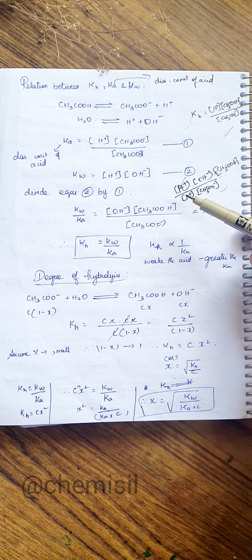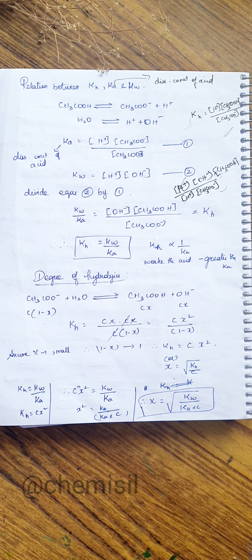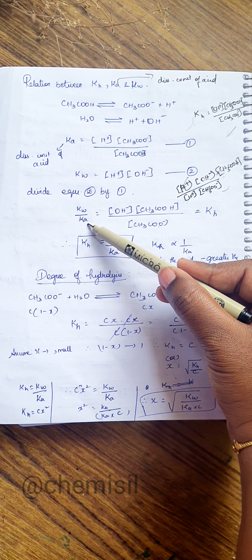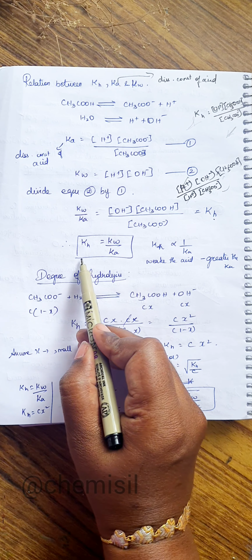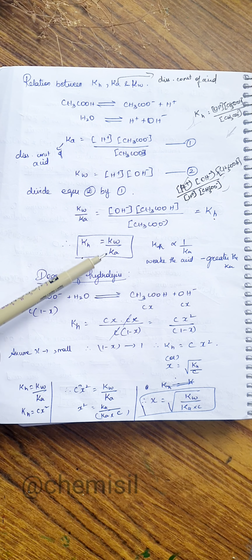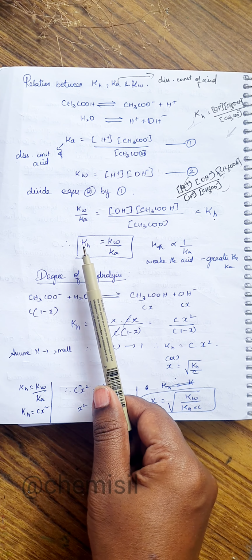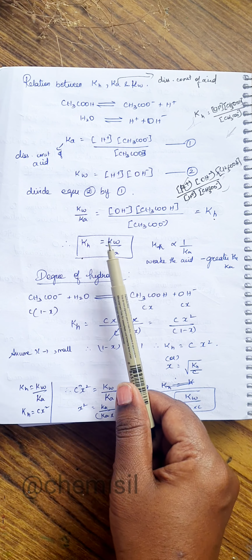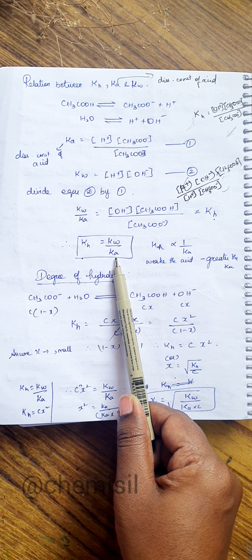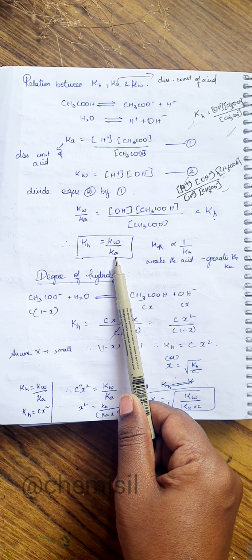So what we can say is, Kw by Ka is equal to Kh. So if a question is being asked, what is the relationship between Kh, Kw and Ka? Here, if you see, the hydrolysis constant Kh is inversely proportional to the dissociation constant of acid Ka. So it varies inversely with the dissociation constant Ka.